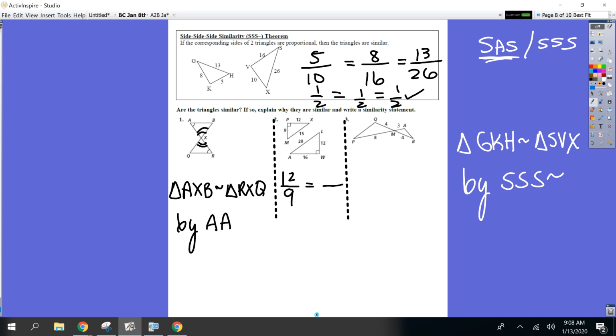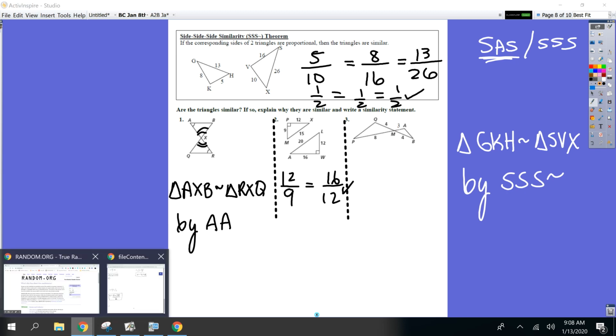So what's the 12 correspond with? No, I'm doing 12 from the bigger. Oh, all right, never mind. Go ahead. And the second one is 16 over 4. Okay. Regardless of how you set it up, you should be cross multiplying 12 and 12 and 16 and 9, regardless of how you set it up. All good? Does this work? Is this a good ratio? Yep. So give me the statement now.